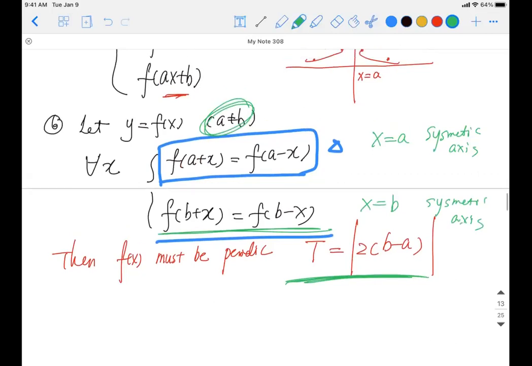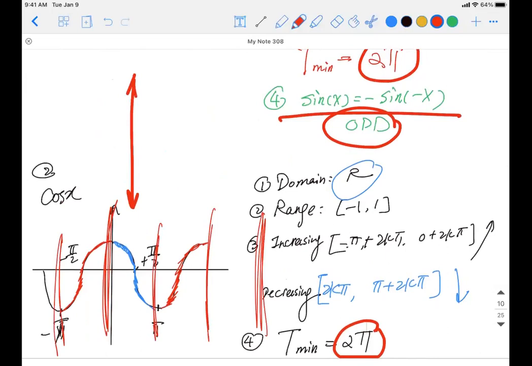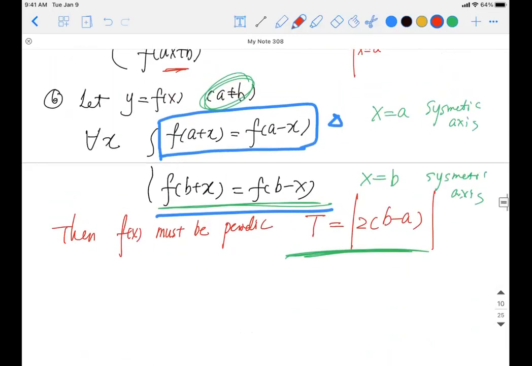Again, how can I imagine that? Let's try to use sine x or cosine x. Cosine x has not just two, it has multiple symmetric axes. So that means such a function must be a periodic function. This is how you connect from the mathematical world to the physical essence of the problem. As long as a function has two symmetric axes, it must be a periodic function. How can I prove this? Let's do a quick proof. This proof is very easy.